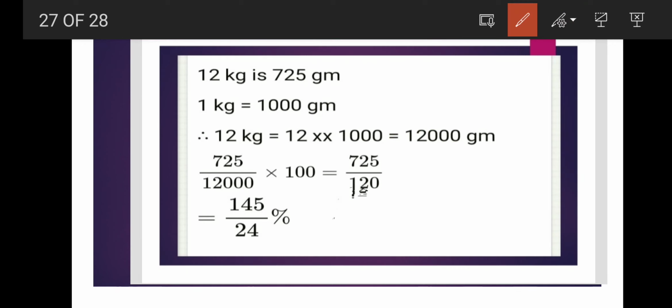Okay. Now the next question is 12 kg is 725 gram. Clear? So here you have to convert 12 kg as 725 gram. Here is a misprint. Clear? Because sometimes it happens, it's natural. So the question is, what percent of 12 kg is 725 gram? The question is correct.